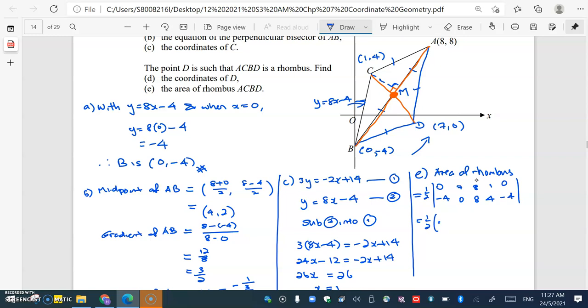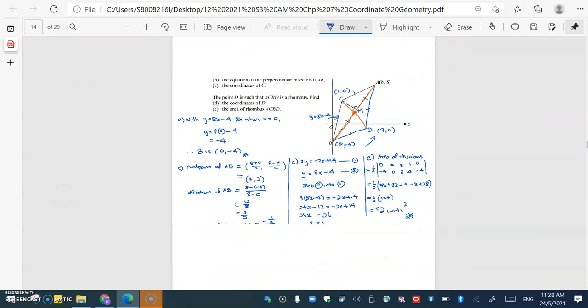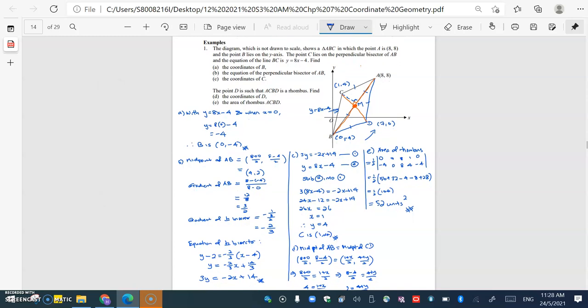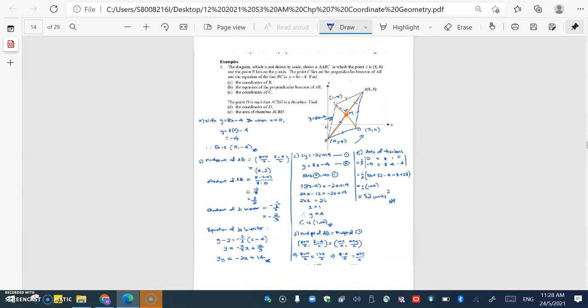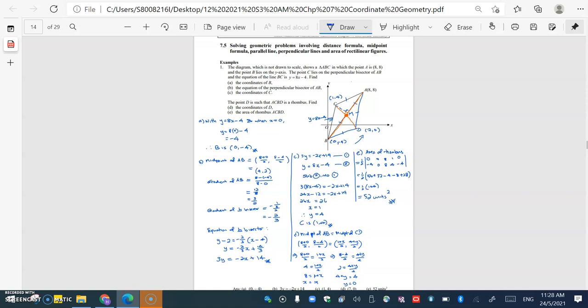Half of 0, 56 plus 32 plus -4 minus 0 minus 8 minus 0 minus -28. This calculated, you get half of 104, and that leaves you with 52 units squared. There you go, a full question to solve using geometrical properties that you already know of shapes as well as the formulas that you already have.